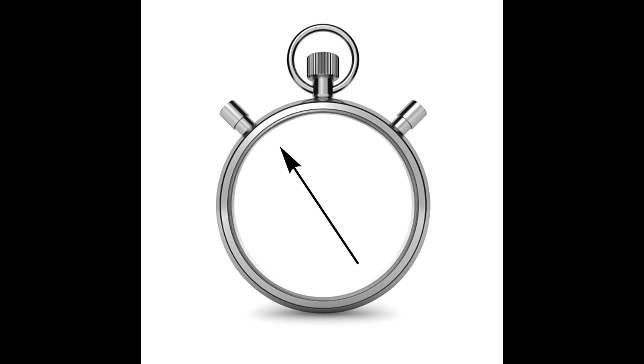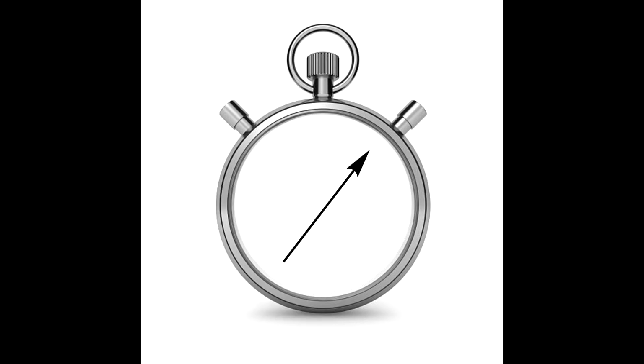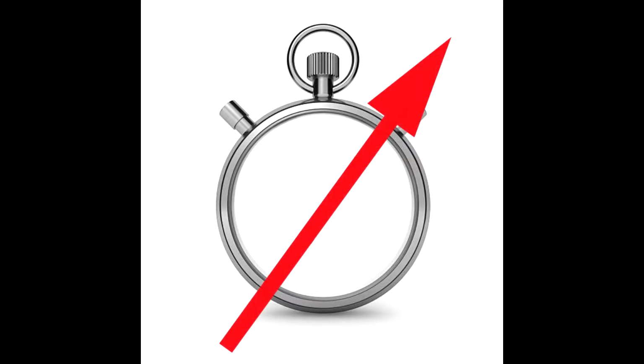Time to use our imagination. Imagine we have a stopwatch with a single hand turning as the photon moves. When the photon ends up at A, we stop it. The hand finishes pointing in a certain direction. For the back surface reflection, we draw the arrow pointing in the same direction as the stopwatch, but for the front surface reflection, we reverse the direction of the final arrow.